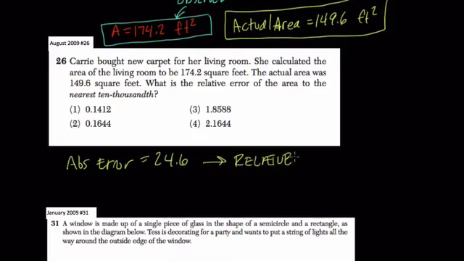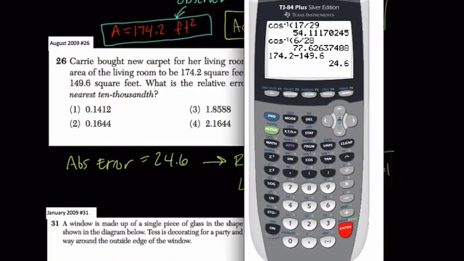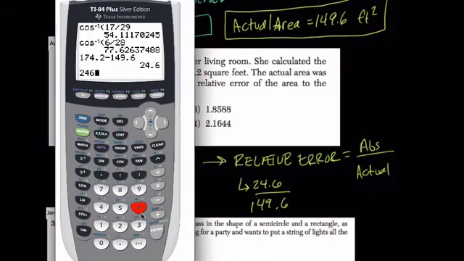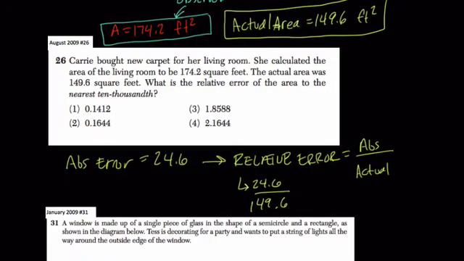But relative error, right, is a ratio. So it tells us, okay, how bad is this error? Well, it's always equal to the absolute error over the amount you should have gotten, which is the actual result. So here, relative error is your absolute error, 24.6 square feet off, when you should have gotten 149.6 square feet, right? So we divide these two. 24.6 divided by 149.6, and we get our relative error, 0.1644. So 0.1644 right here, choice 2.